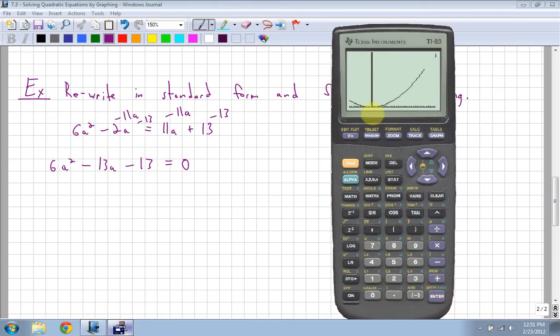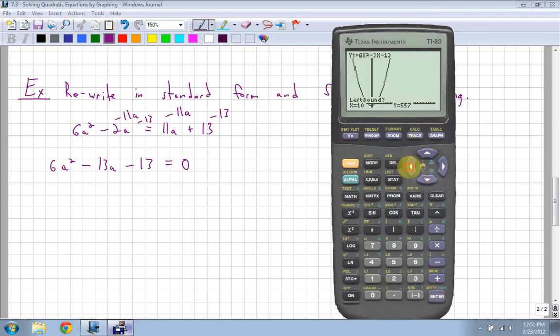Okay, it doesn't quite go down far enough. So I'm going to change my window settings. My y minimum should maybe be negative 30. Y maximum is way too much. It doesn't really need to be that much. Let's change it to maybe 500. Okay, so I can see it dipping below. This is perfect. Now I need to second function calculate, and I calculate the zeros again.